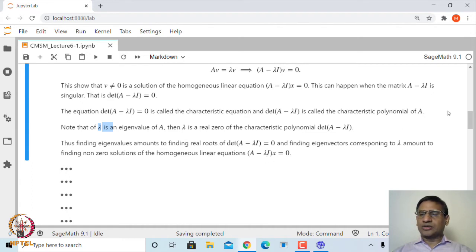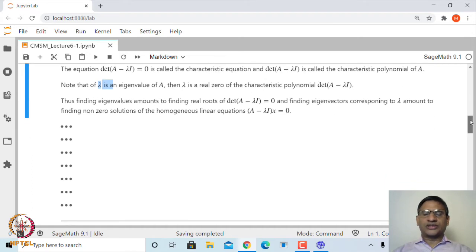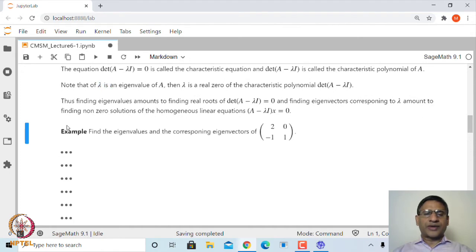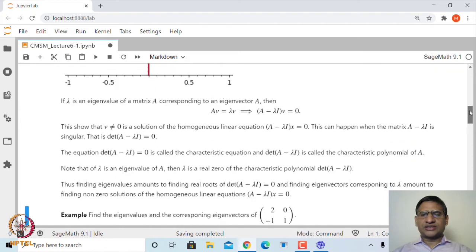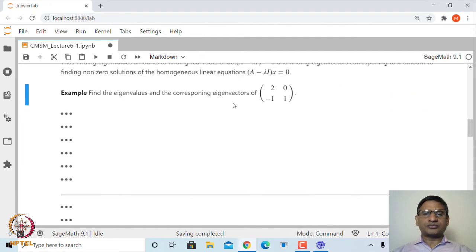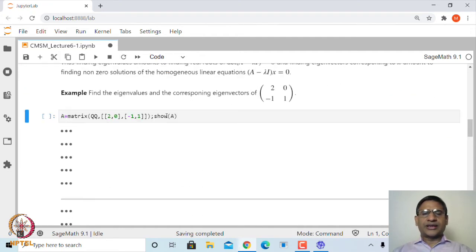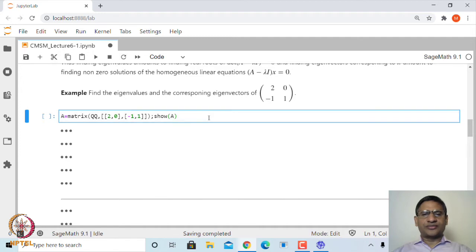Okay. Now, let us look at how to find this using SageMath. So, consider this matrix 2 minus 1 0 1. This is the same matrix for which we drew the graph, 2 0 minus 1 0. Now, let us find eigenvalues and eigenvectors of this in SageMath.